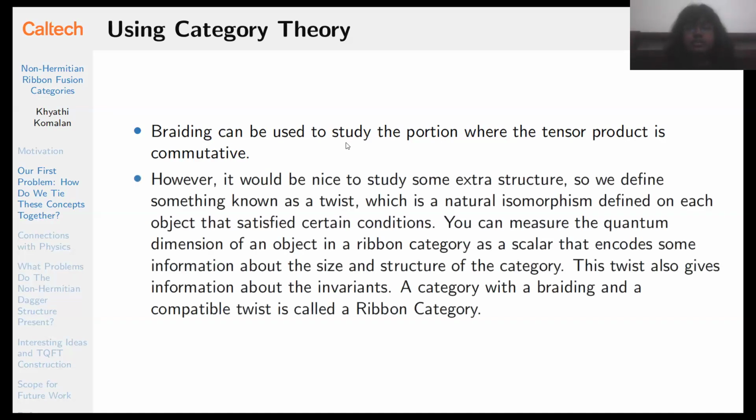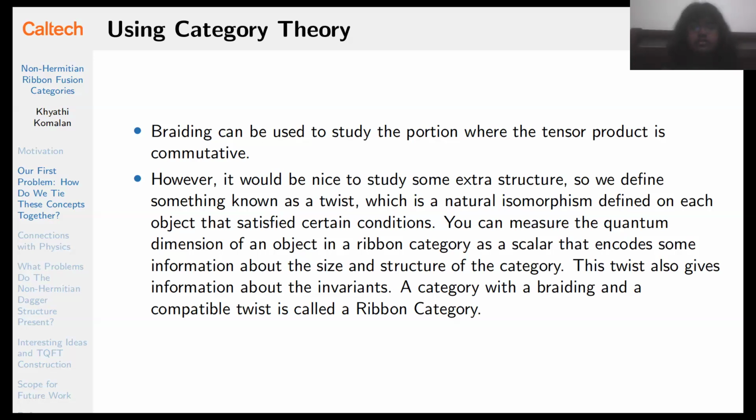When you define a braid on a category, you have a few properties that come with it and a few equations you should satisfy. But that's not really sufficient for us, and we want to capture more of these ideas. So I thought it would be nice to add some extra structure, and you define something else known as a twist. A twist is a natural isomorphism between these objects that satisfies certain conditions. The addition of a twist on a braided fusion category makes it a ribbon fusion category.